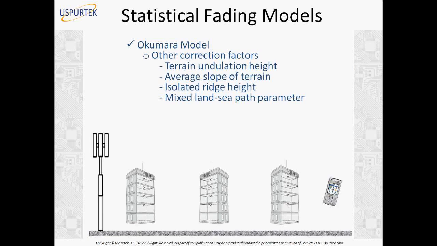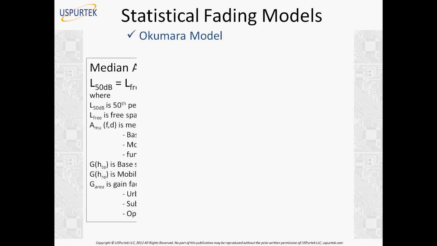Well, there are other correction factors. Terrain undulation height, that means the average change in the height of terrain. Average slope of terrain. Isolated ridge height. Mixed land-sea path parameters. So he tried to go into much more detail here. Compared to the EGLI model, which only considers a terrain factor, now you are classifying the type of terrain and even the average height of the peaks and the lows in the terrain, and so on. So this has a little more practical use.